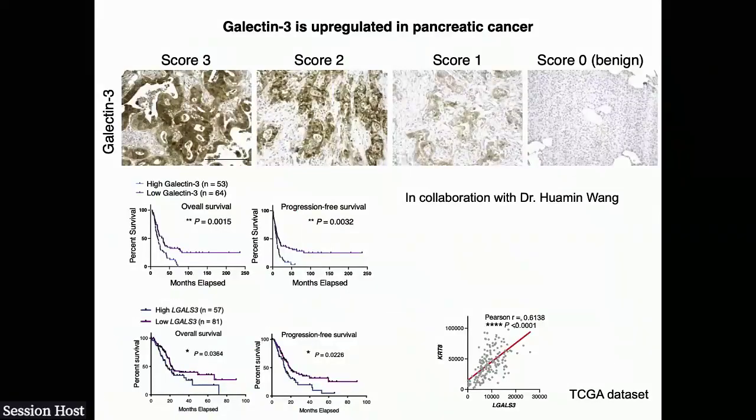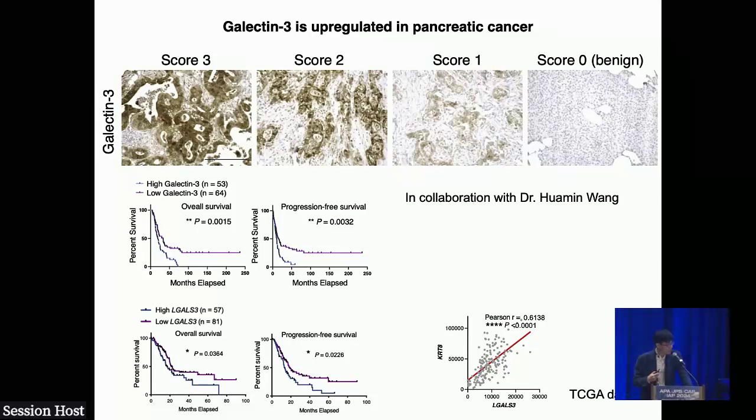And in collaboration with Dr. Huamin Wang, we examined a set of tissue microarrays from human pancreatic cancer. We can see that high expression levels of galectin-3 in human pancreatic cancer patients correlate with poor prognosis, and consistent results were observed from the TCGA database, where high expression of LGALS3 correlated with poor prognosis.